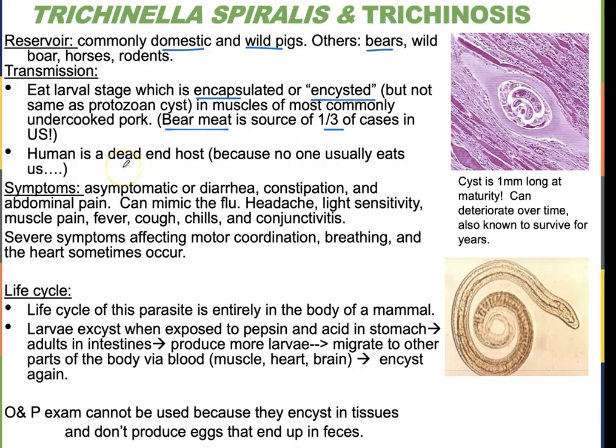So humans are a dead end host because if you think about the life cycle of this trichinella, the reason why it does this is so that another animal, when it comes and eats the muscle, it will be transferred to another animal and infect another animal. But since humans, no one usually eats us. Every once in a while, you'll have a bear or a lion eat a person, but we are sort of like the dead end host for this worm.